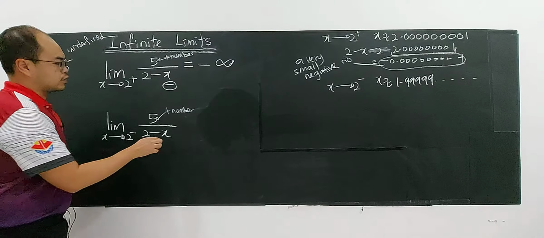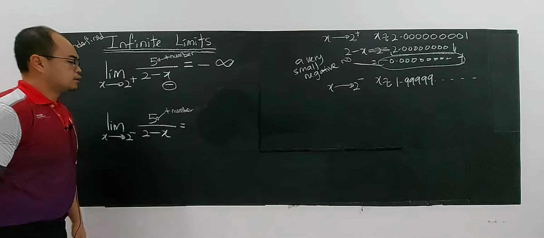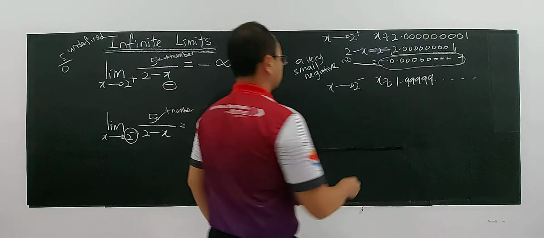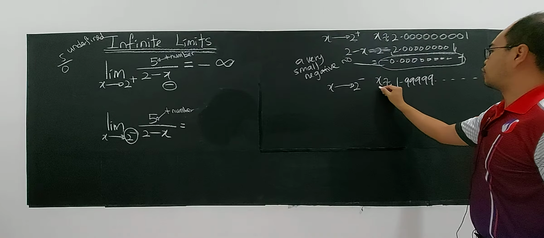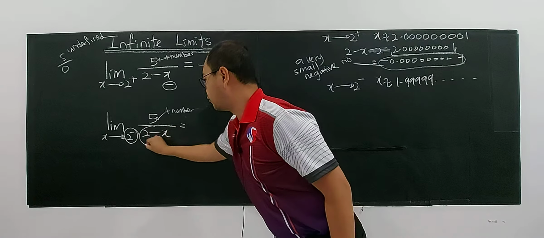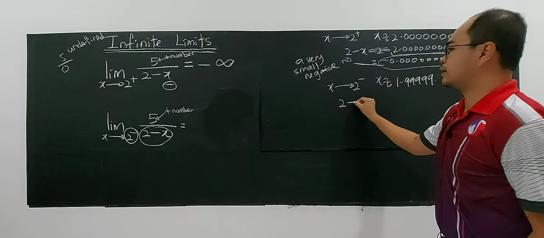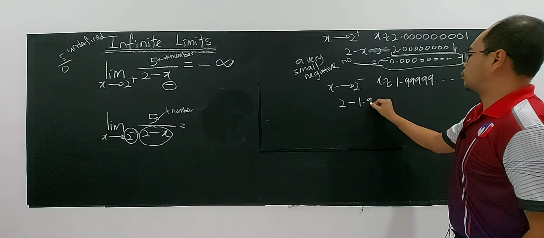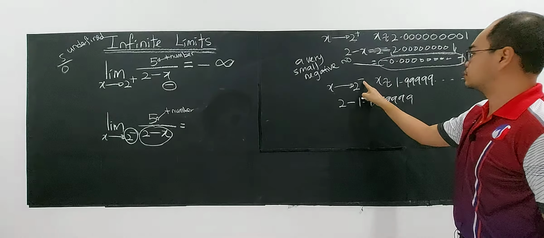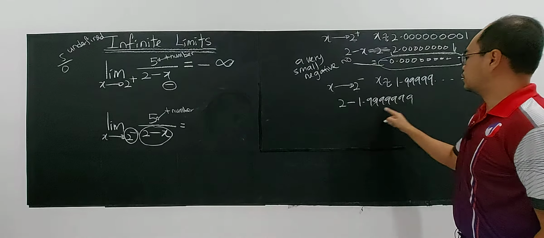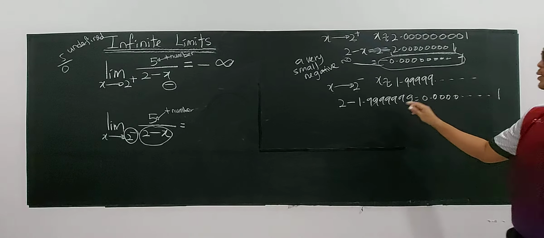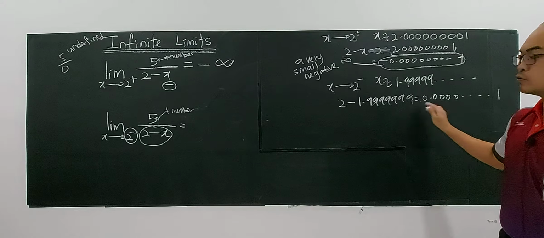All right. So now for this case, same thing, but from the left, the value of x is like 1.9999. What happens from the left? What is the value for this? So 2 minus x, for example, 2 minus 1.999999, because x is approaching 2 from the left, right? So you're getting a positive number, but very near to 0, right?